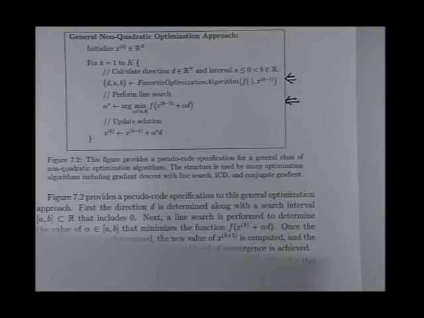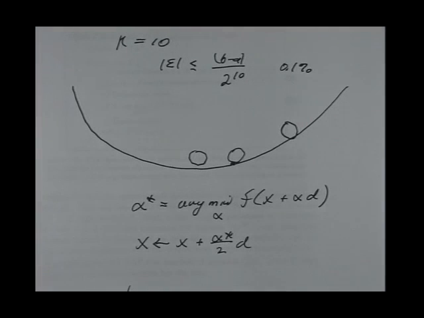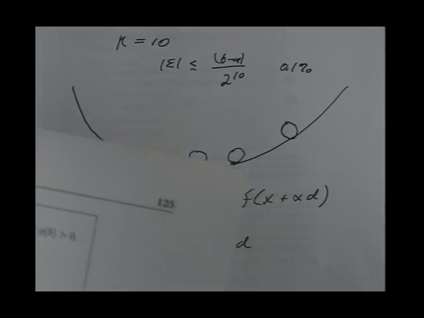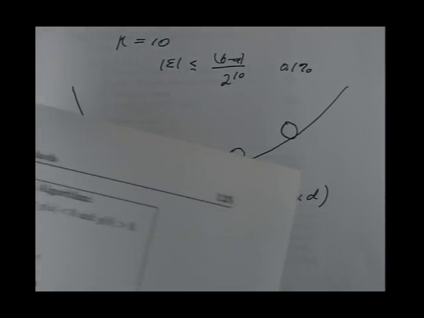Okay. Now, in general, this is called binary search. This binary search tends to be slow.